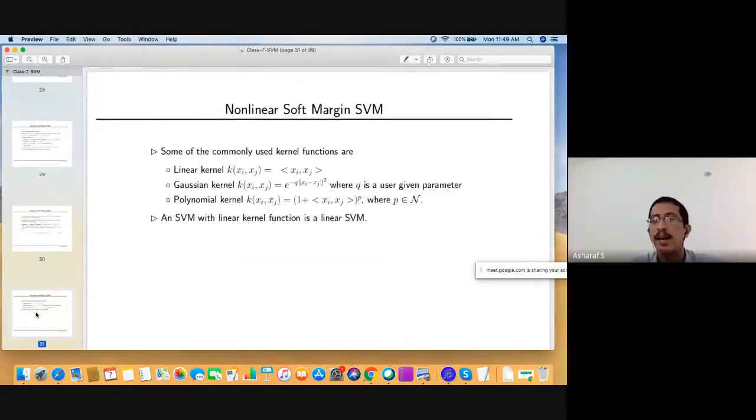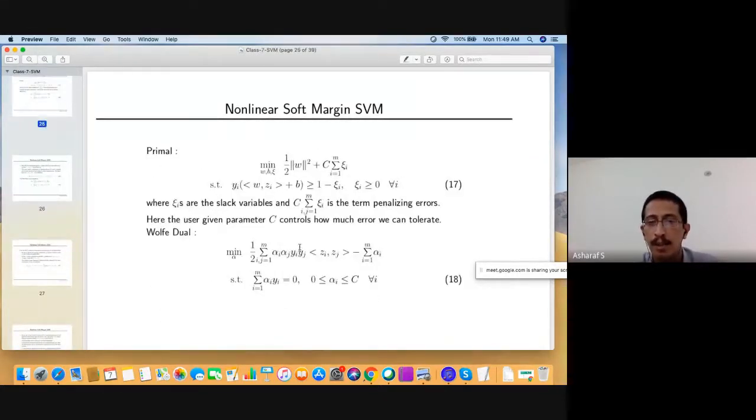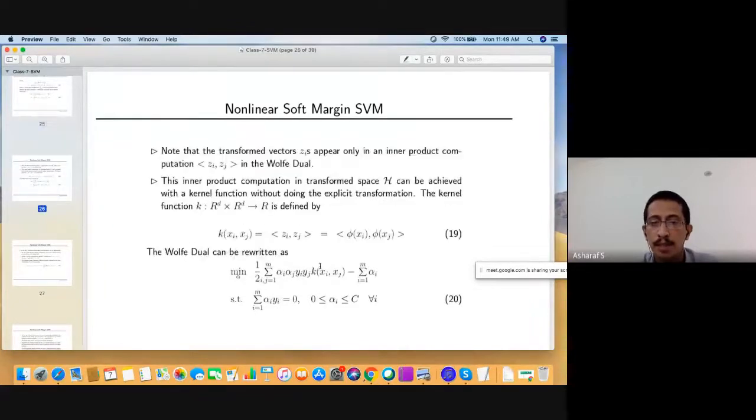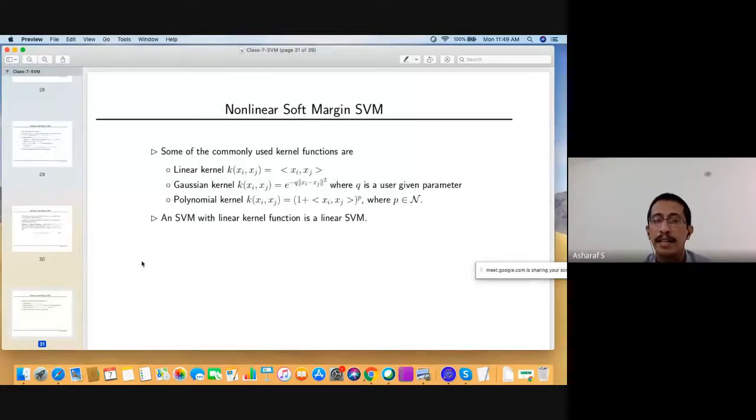And some of the kernels here are linear kernels. K(xi, xj) is xi dot xj. If you plug in this kernel to the original SVM, K(xi, xj) is nothing but xi dot xj, and essentially what you get is a linear hard margin or soft margin SVM, right? That's what it is. It's a trivial case. It's a linear SVM. All right.